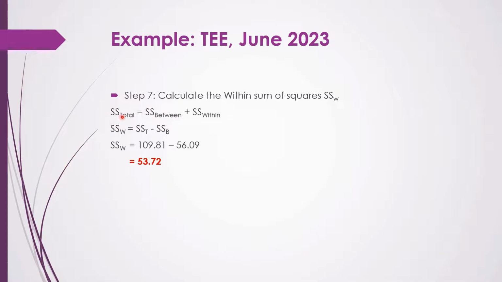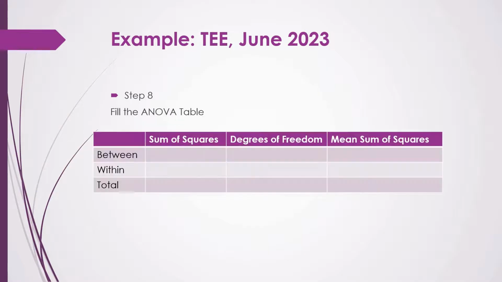Step 7, the formula comes. And what was the formula? The total variance or the total sum of squares is equal to variance between the groups plus variance within the group. We have already calculated the total variance and the variance between the groups. So if we substitute the value, we know that the variance within the group can be calculated by subtracting variance between the group from the total variance, or variance within the group is equal to total variance minus variance between the groups. We put in the values and we get 53.72.